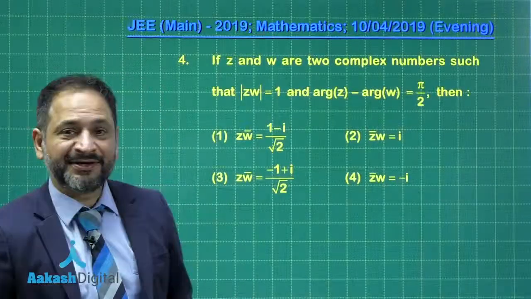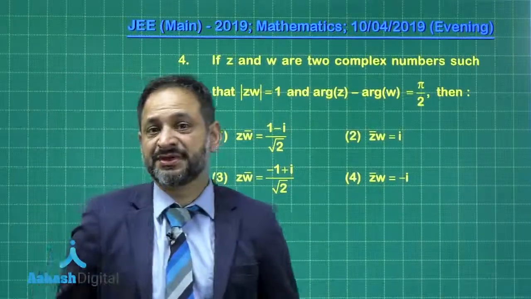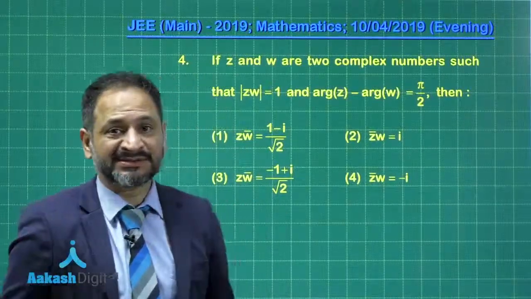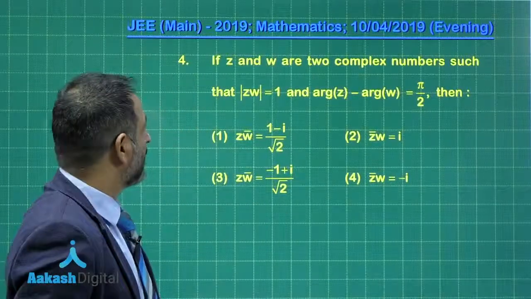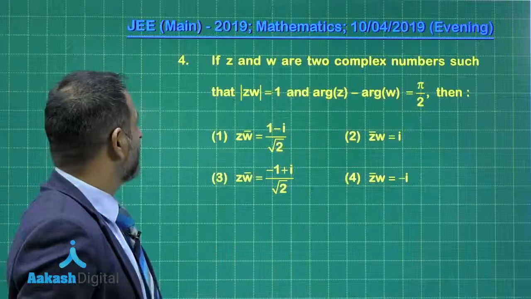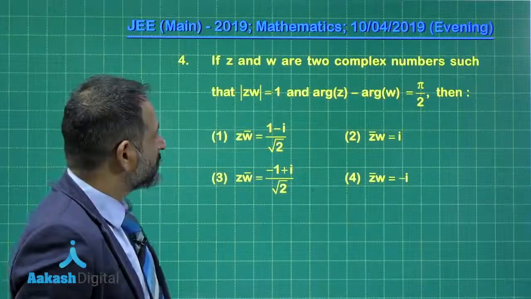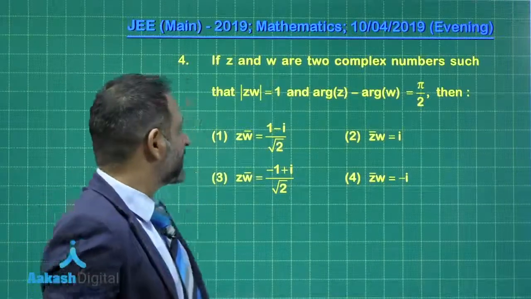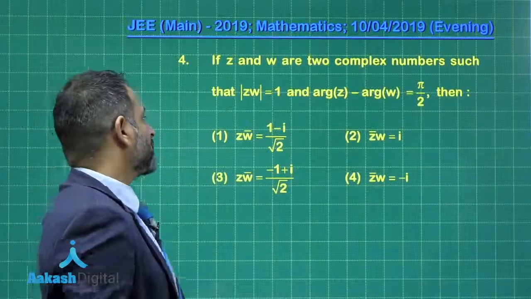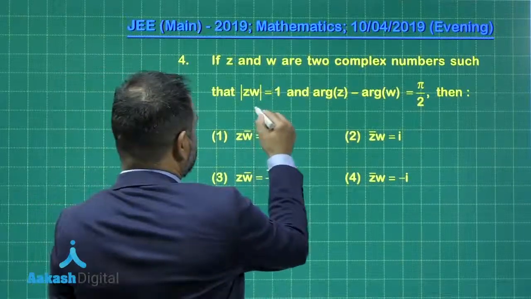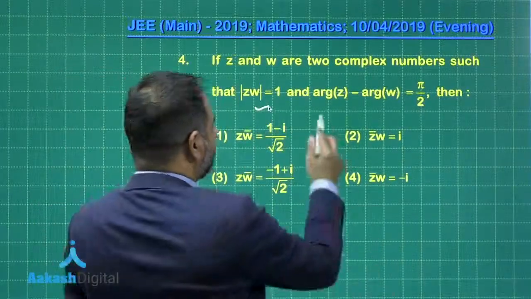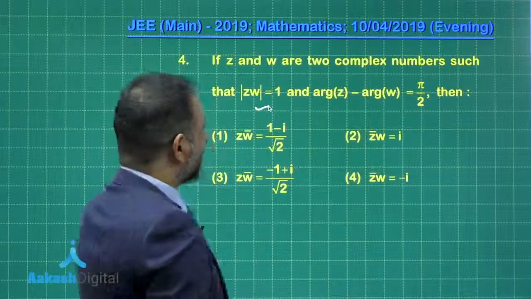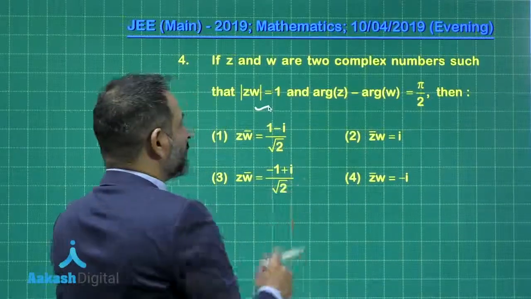So coming here is the first question, which is actually going to test your skills. A tricky one, a complex number. Z and W are two complex numbers such that the modulus of their product is definitely 1 and the difference between the arguments is pi by 2. Which of the following options is correct?